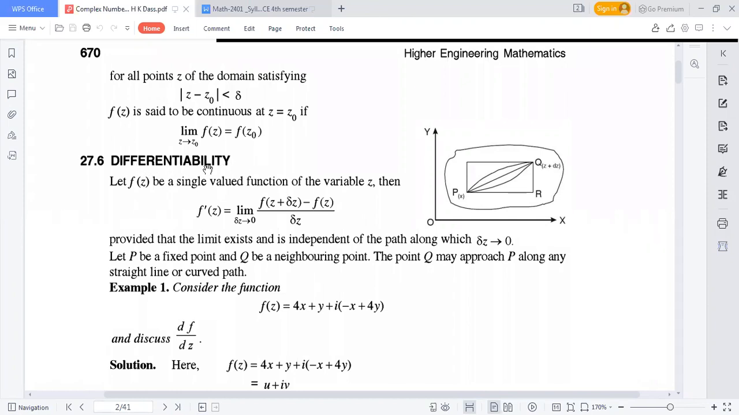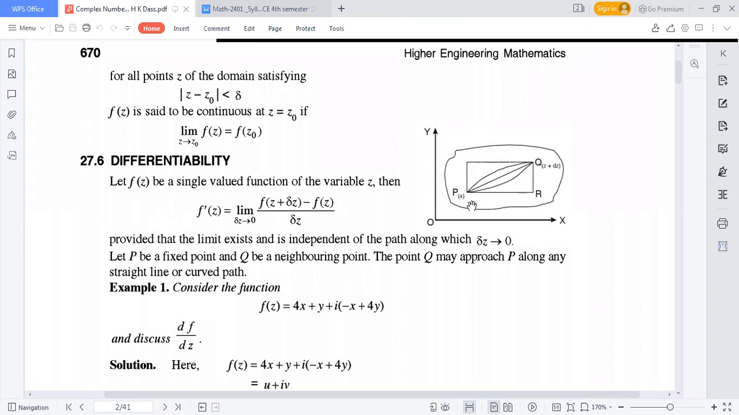But differentiability is the same concept, only in a complex variable, and you have to define it and take the function as a complex variable. Let f of z be a single valued complex function of the variable z. Then the first differentiation of f of z can be written as limit del z tends to 0, f of z plus del z minus f of z divided by del z, provided the limit exists and is independent of the path along which del z tends to 0.